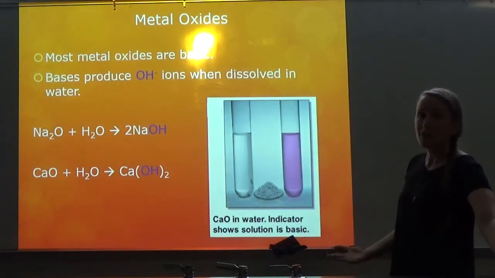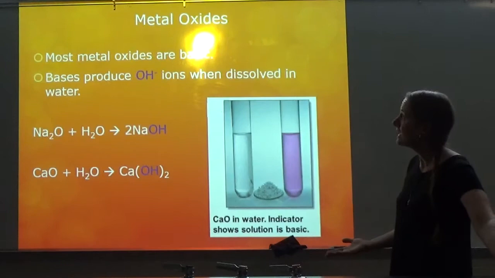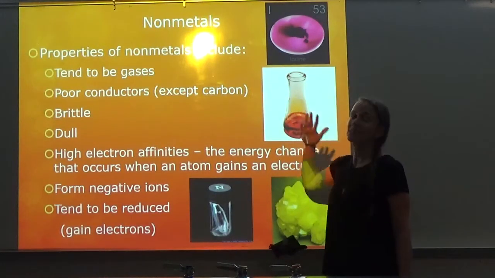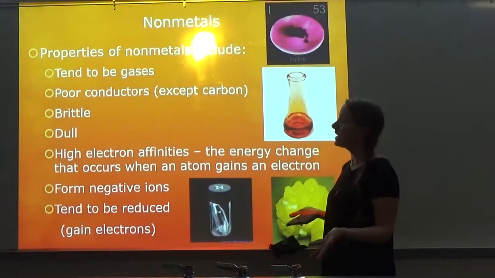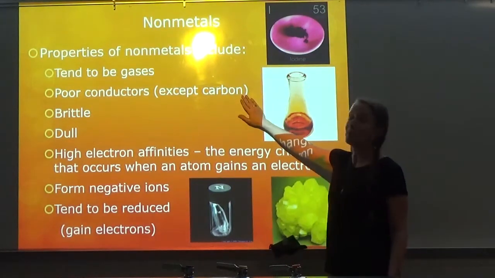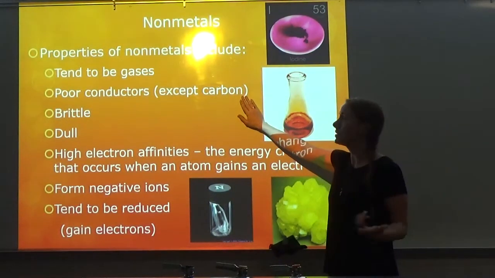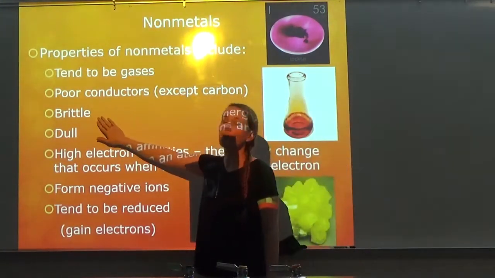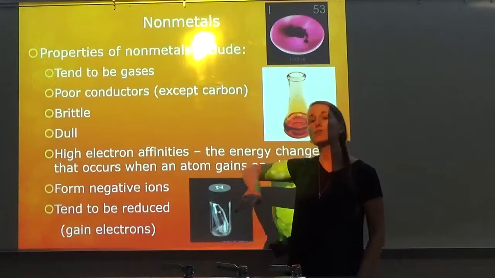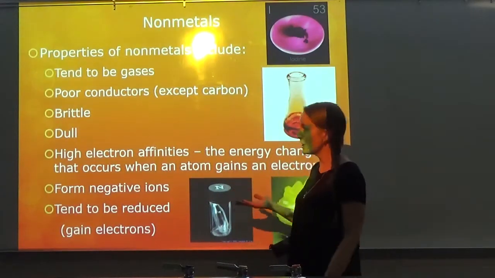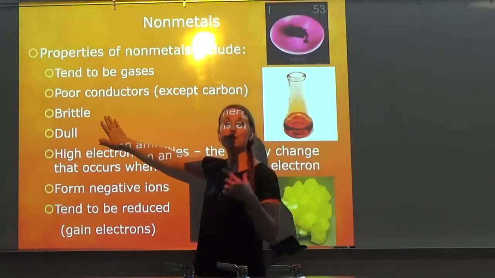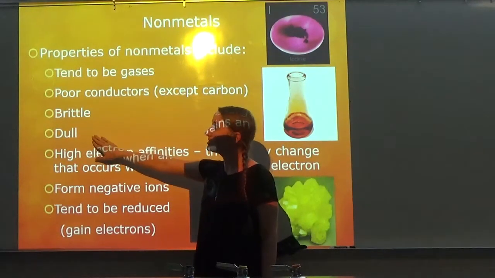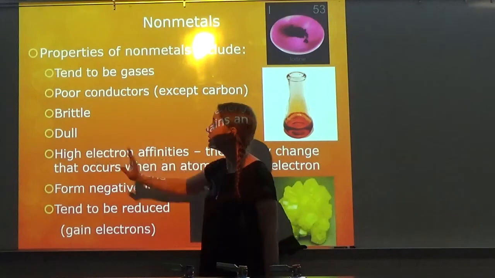So once you learn about metals, nonmetals are practically the exact opposite. So nonmetals tend to be gases, whereas metals tend to be solids. Nonmetals tend to be poor conductors, except for carbon, whereas metals tend to be good conductors. Nonmetals tend to be brittle, which means if I hit them with a hammer, they will break. Like I can't change the shape. Whereas metals tend to be malleable and ductile. I can easily change the shape. Nonmetals tend to be dull, whereas metals tend to be shiny.